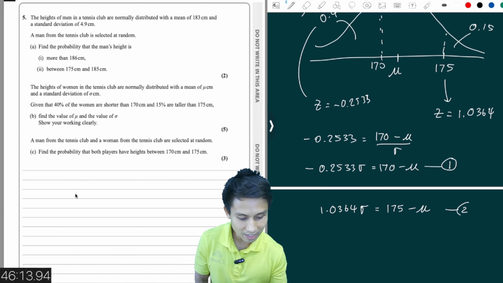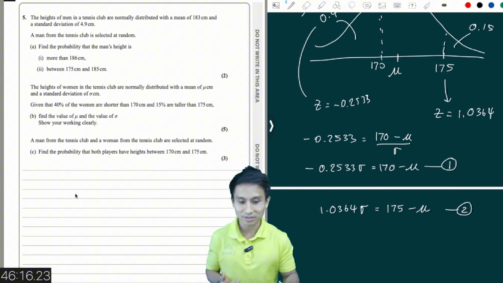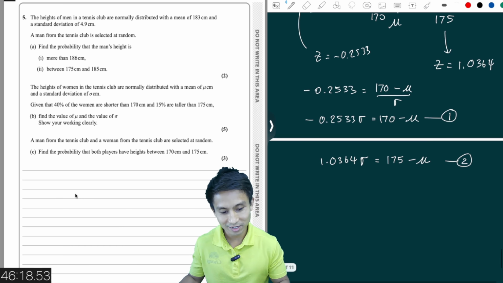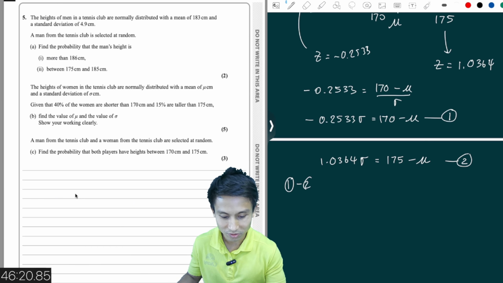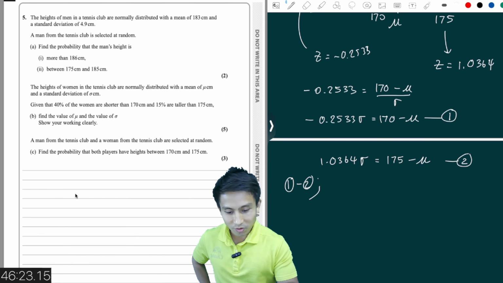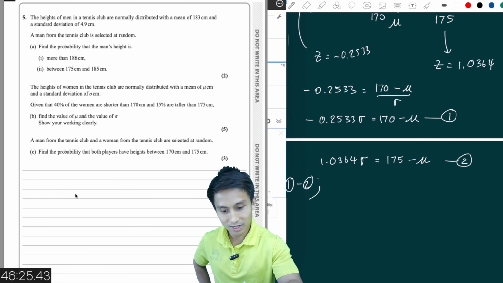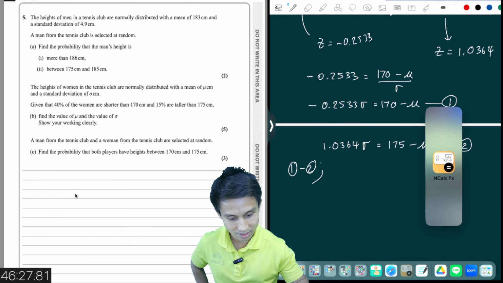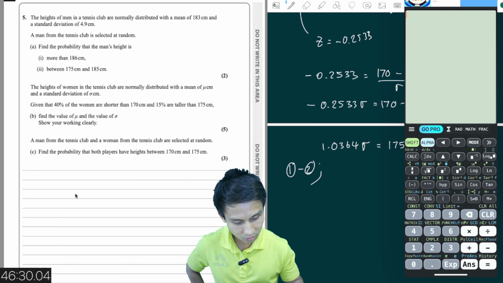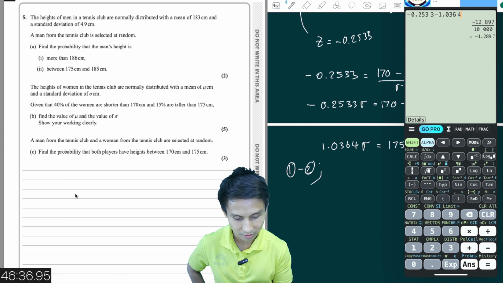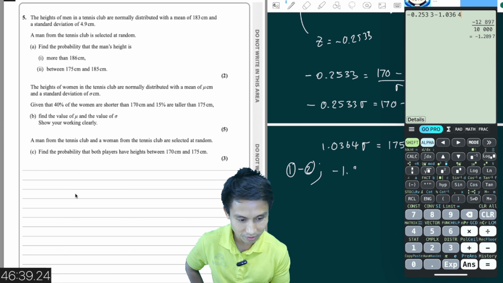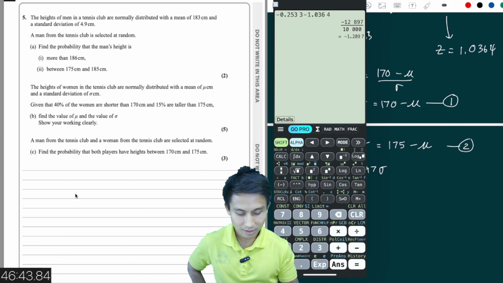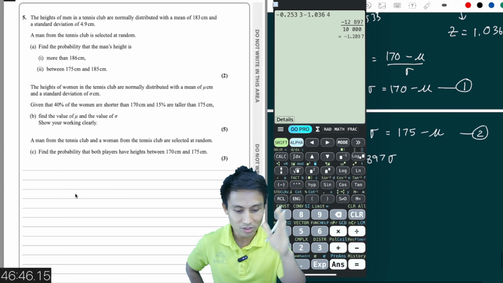Now, do you see that we can subtract the two equations to get sigma first? So I'm doing 1 minus 2. Let me just put a calculator, not Desmos, here. So it's minus 0.2533 minus 1.0364. So that's going to be minus 1.2897 sigma, right? And then we do 1 minus 2, so the mu's cancel out.